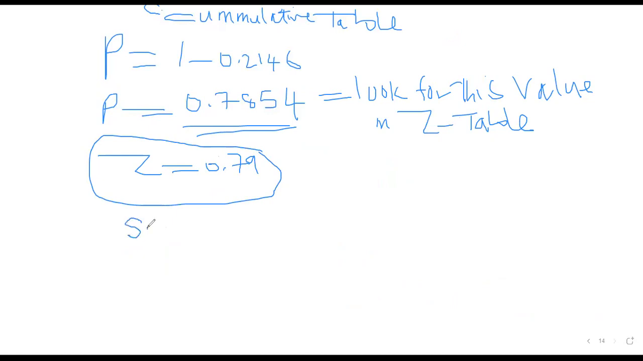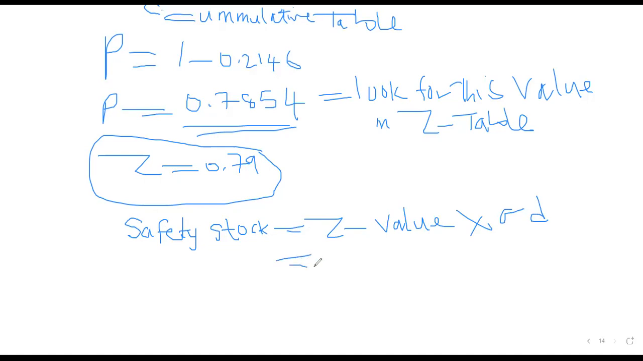So our safety stock, the formula is equal to the Z value multiplied by the standard deviation of demand. So it will be 0.79 multiplied by 75, which was given. 0.79 by 75 is 59.25. This is our safety stock.